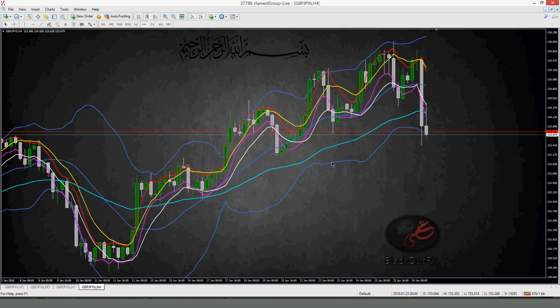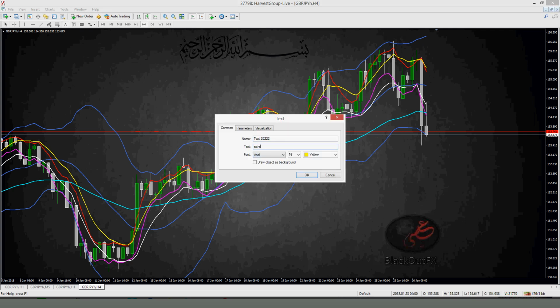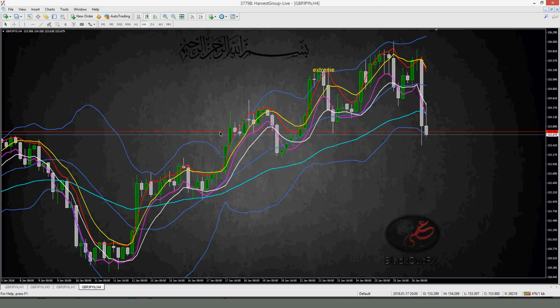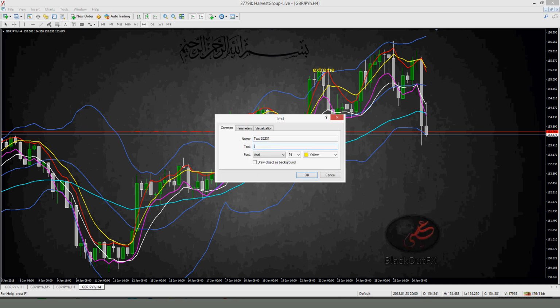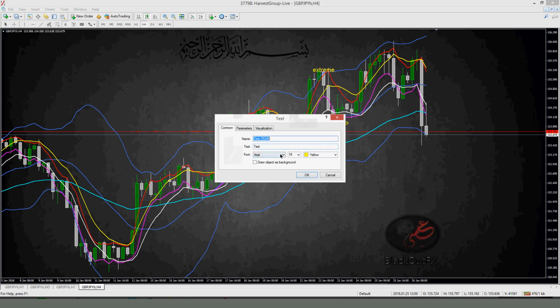So on H4 you already have a setup. A setup. So you have extreme A over here. Let me just mark this. You have extreme, okay, and you have TP Wajib. So MTP, mandatory take profit, and then you have MHB at the top.